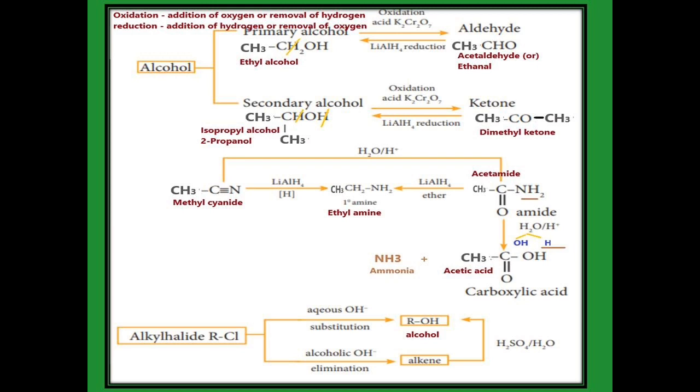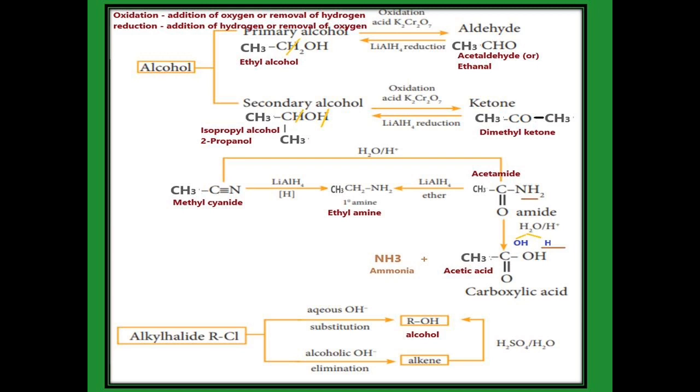The same way, dimethyl ketone undergoes a reduction reaction with the help of lithium aluminum hydride. Here also we add the two hydrogens that we removed from the isopropyl alcohol. We get isopropyl alcohol once again. It is a reverse reaction. The next one, methyl cyanide.